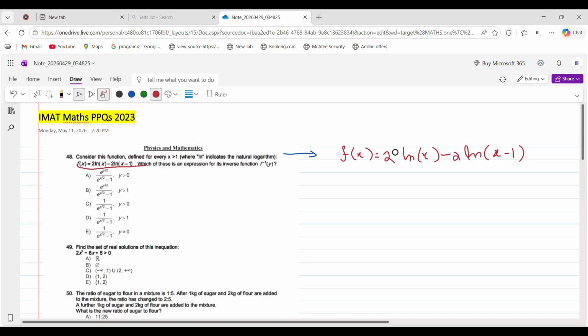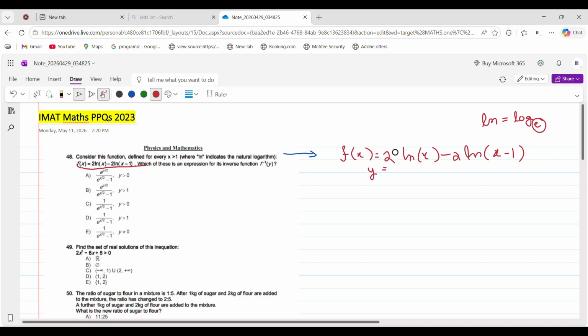Here ln is nothing but logarithm base e, and you know that this e in maths is a natural number. So where ln indicates the natural logarithm, it means logarithm that has base natural number, which means e. So ln does not mean anything else, but it means logarithm base e, which is the natural logarithm. Now we are supposed to find the inverse of it, which means substituting f of x by y.